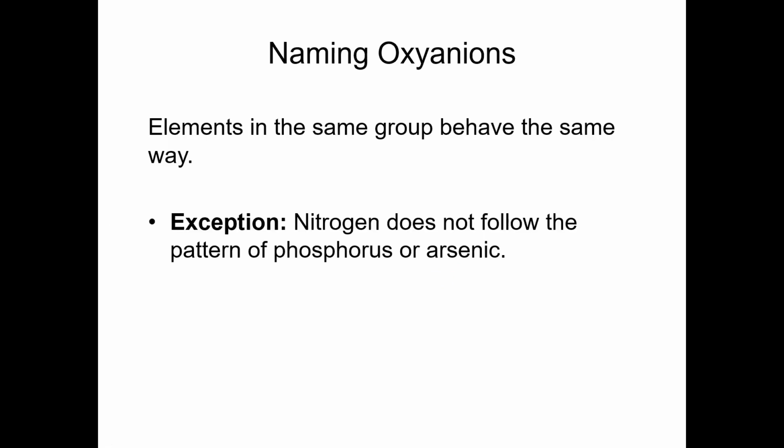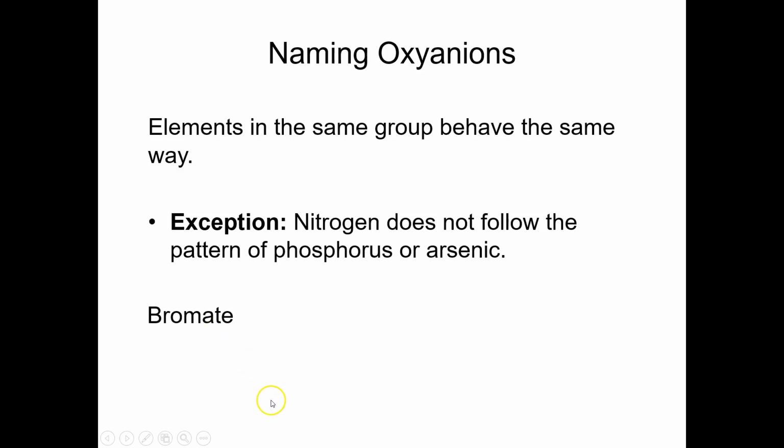All right, so elements in the same group behave the same way. Therefore, what would be the formula for bromate? If you want, you can pause this and think about it and then turn it back on. I'll go ahead and describe how you would reasonably get to the answer. Well, the central atom here is going to be bromine. Bromine is in the same group as chlorine.